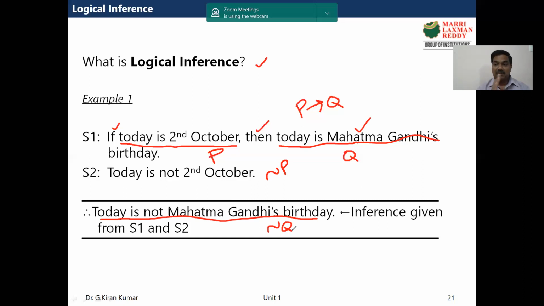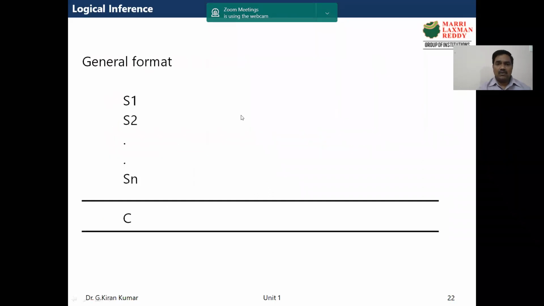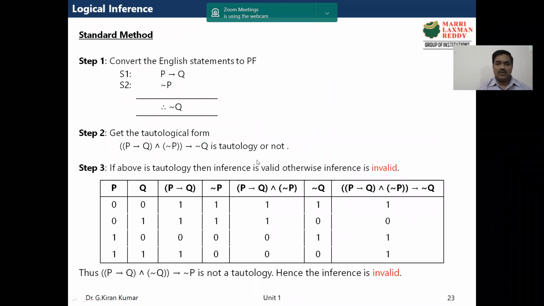So the first statement is P implies Q. The second statement is negation of P. Therefore, what is the conclusion? It is negation of Q. So this is the first step. Once we convert into propositional functions, what do we need to do? It's very simple. So this is step 1.